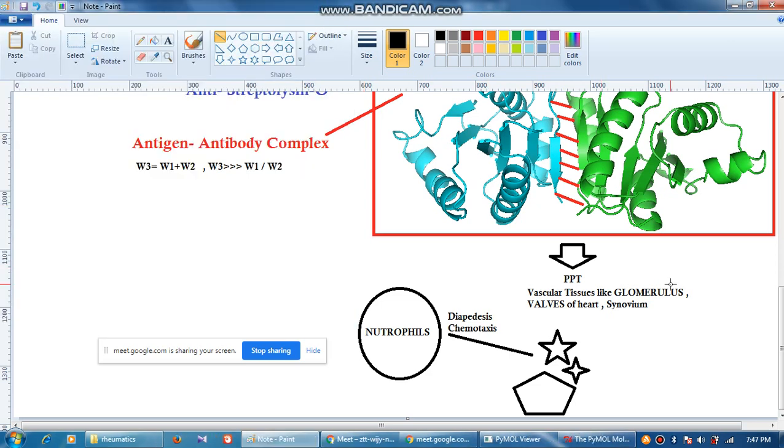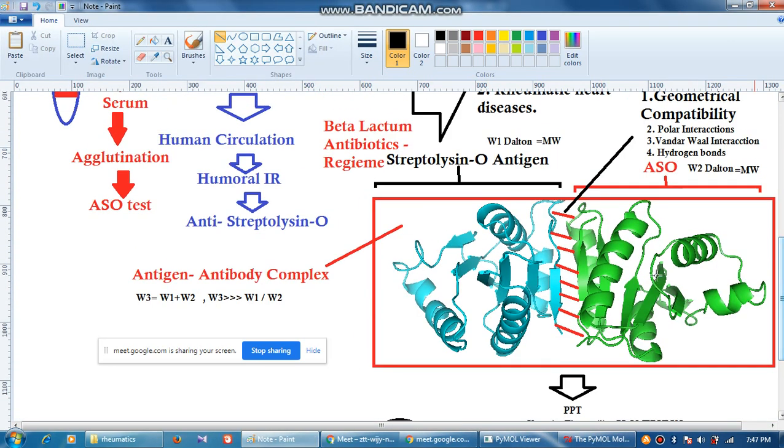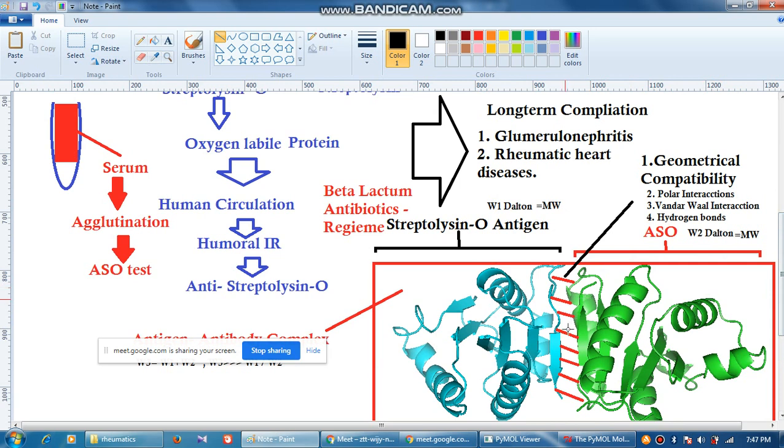Okay, so what we have said? We have said that this is the interaction between antigen and antibody. Antigen is the streptolysin O and the antibody is anti-streptolysin O. In between there are multiple different interactions, as we have shown you in this area. Remember, in this area there are multiple different kinds of geometric compatibility, electrostatic compatibility, and so on. Therefore they are coming together, not in any other site.